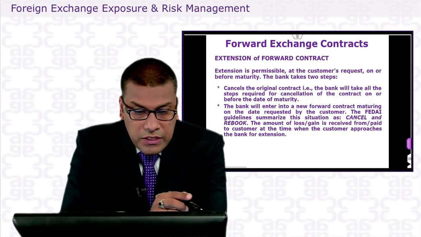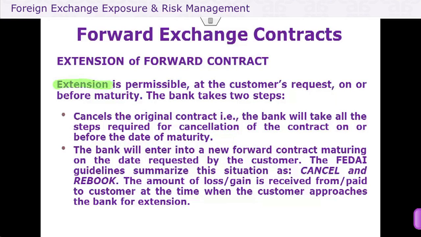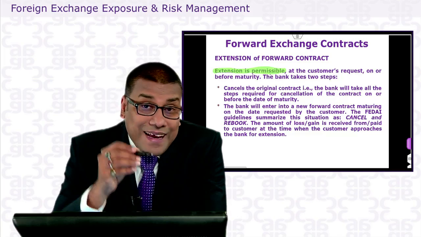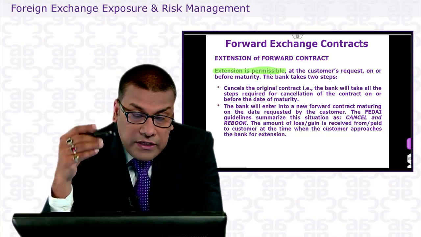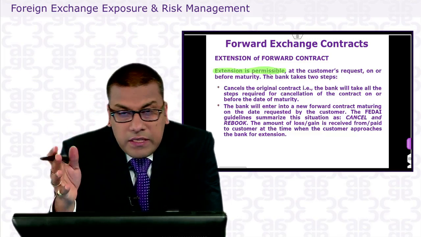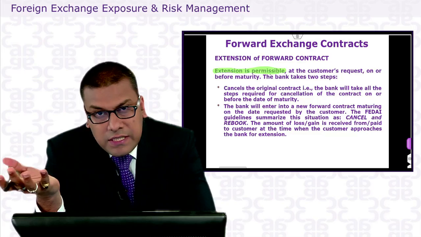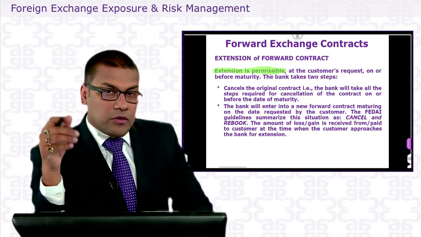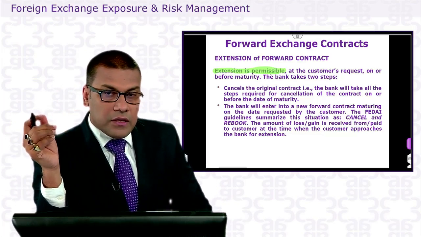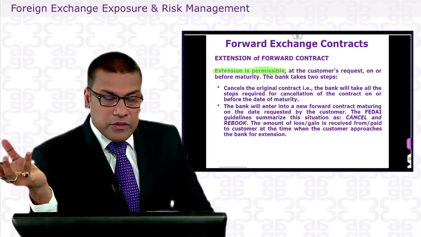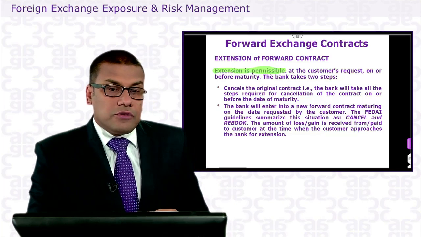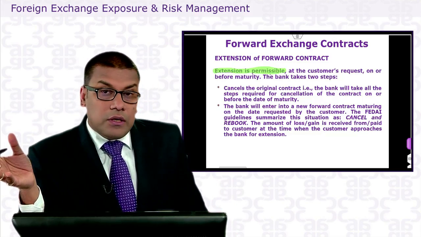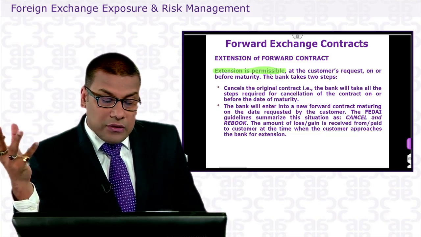Okay, so if you see here that extension is permissible, that means the bank could do that on the customer's request, but the request of extension should come before maturity of the contract. Otherwise there is obviously a cancellation. We have discussed that if a contract gets matured, then automatically 15 days from maturity all the contracts get cancelled, whether you have undertaken that or not, because we are talking of a forward contract here, which is obligatory on both the parties. So if you are the customer as well as a bank, okay, the contract is obligatory.